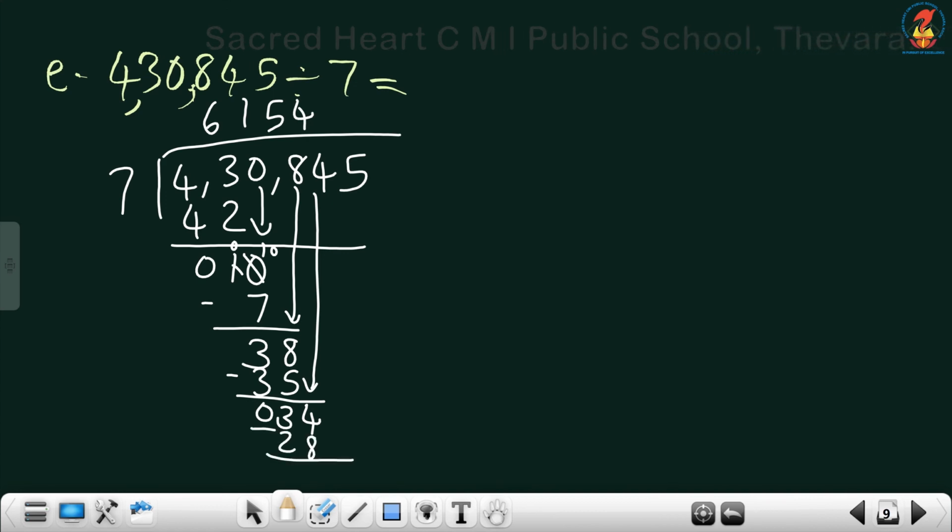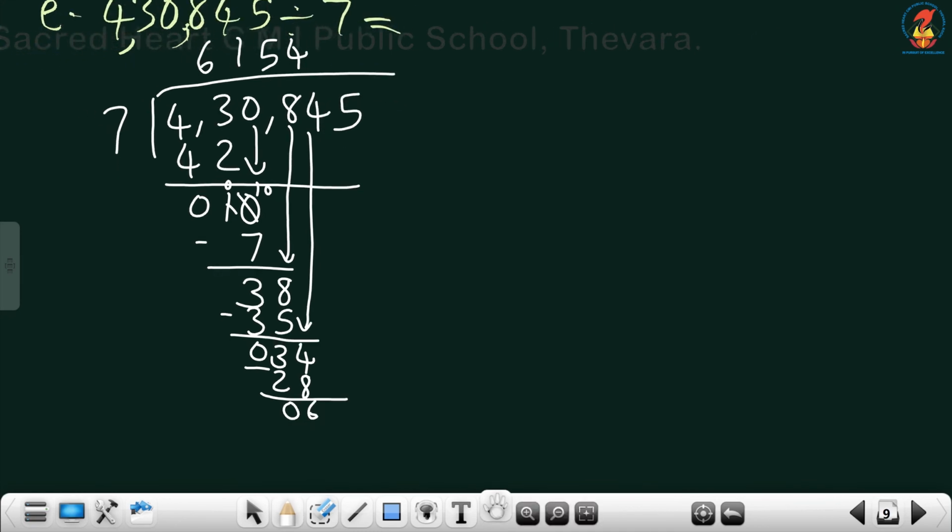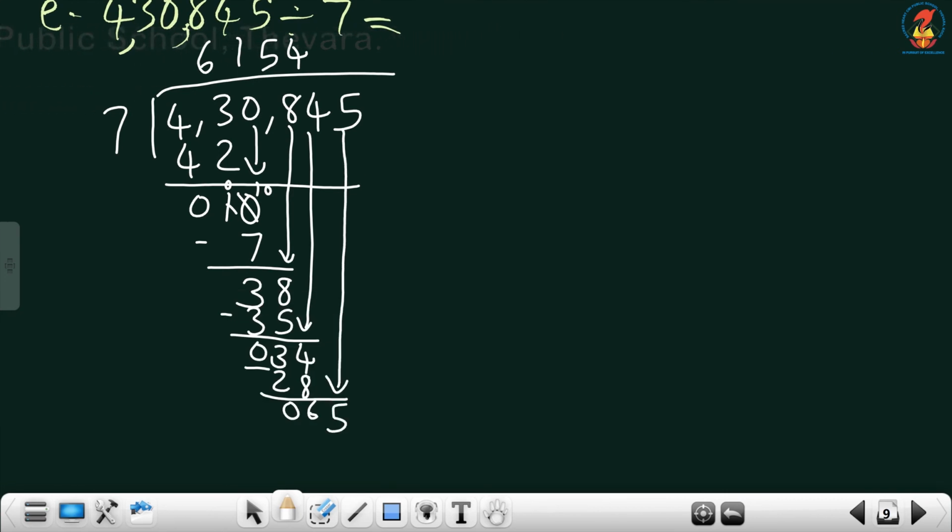Then 6 only, right? Okay. Then after that I need to take the next digit down, that is 5. 7 8s are 56. 7 9s are 63. The remainder is 2.